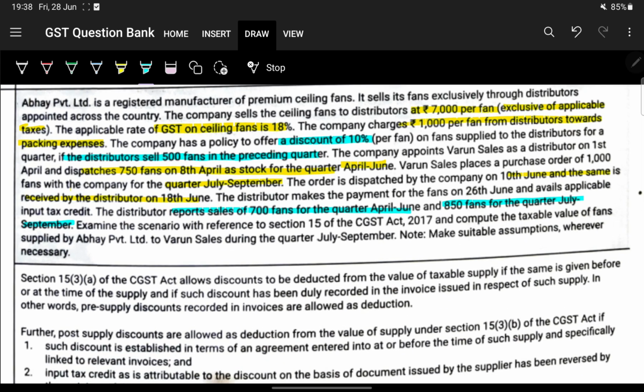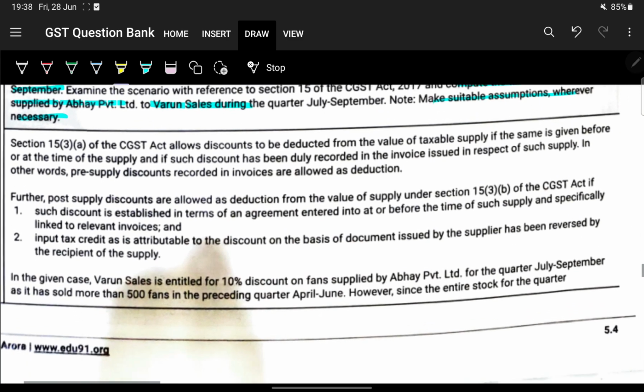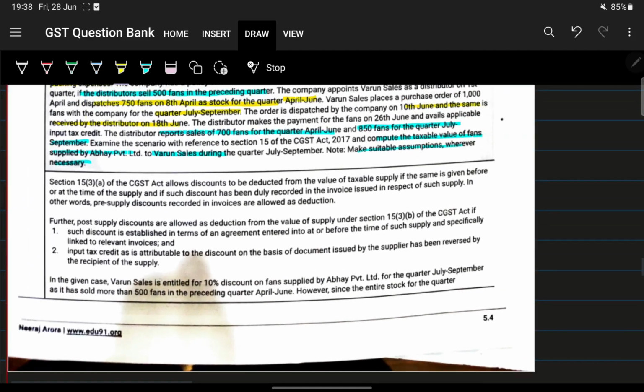Examine the scenario as per section 15 and compute the taxable value of the fans supplied by Abhay Limited to Varun Sales. Make suitable assumptions wherever necessary. Next, we'll just go through the answer here.